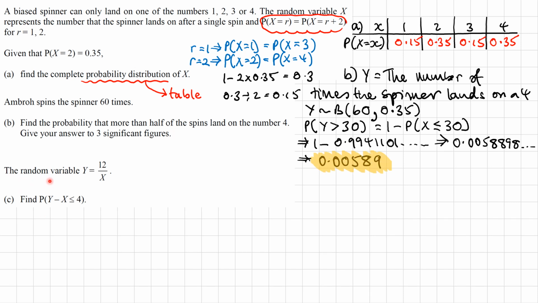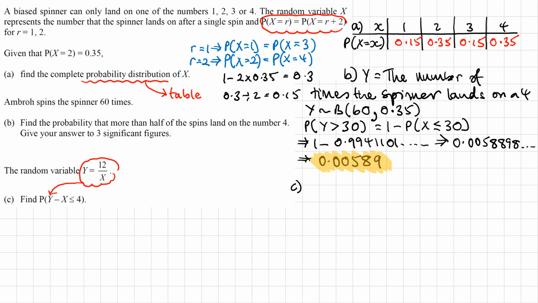The random variable y is equal to 12 over x. Part C, find the probability that y minus x is less than or equal to 4. Now there's a couple of ways I can do this question. I could set up a new table for y and work out the probabilities that way. But the way I'm going to do it is I'm going to take this y is equal to 12 over x and substitute it into here.